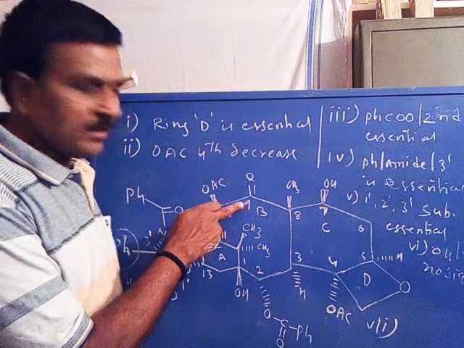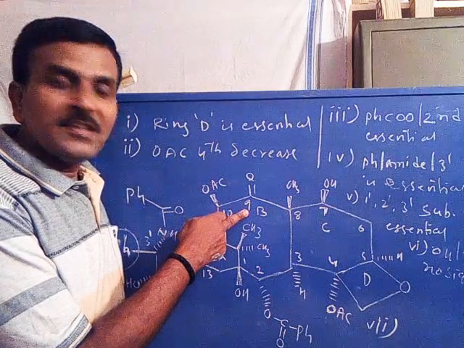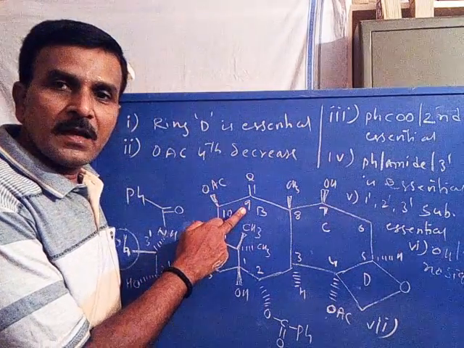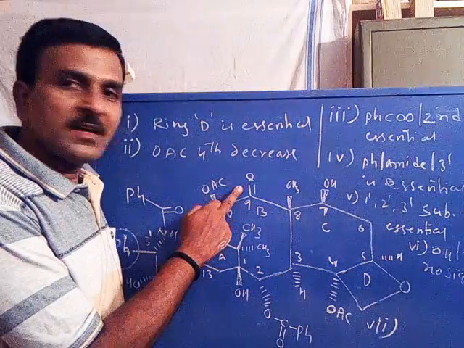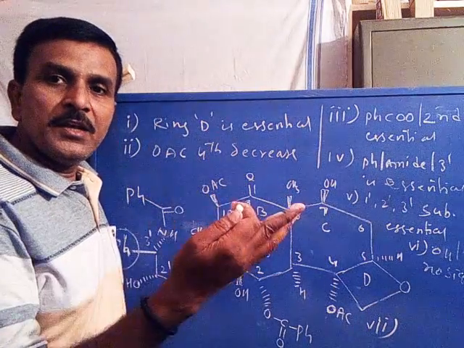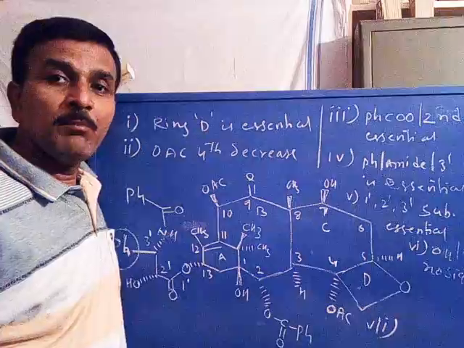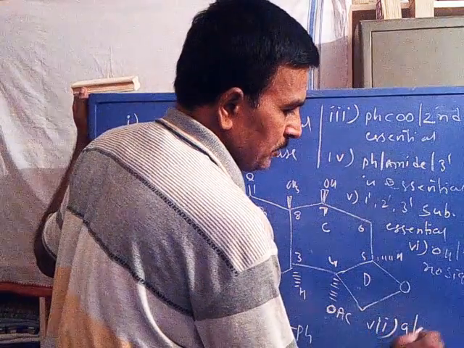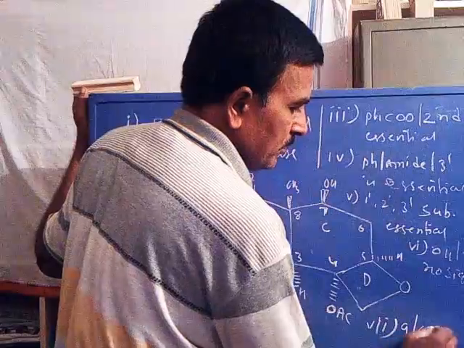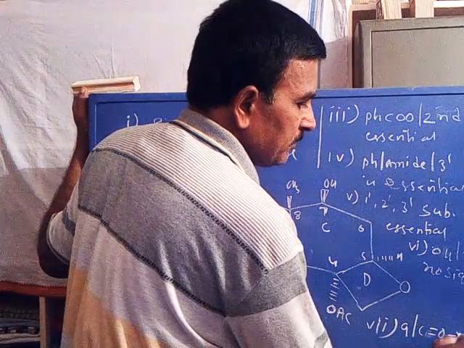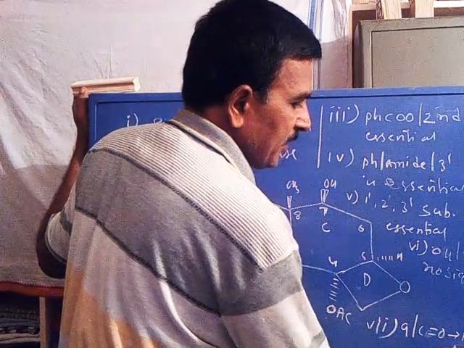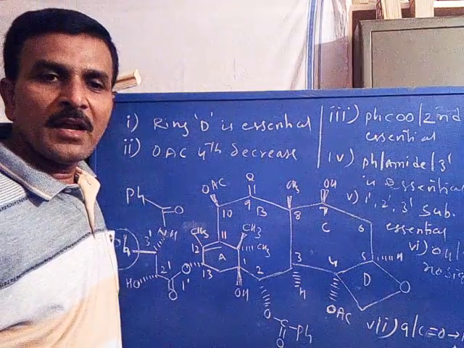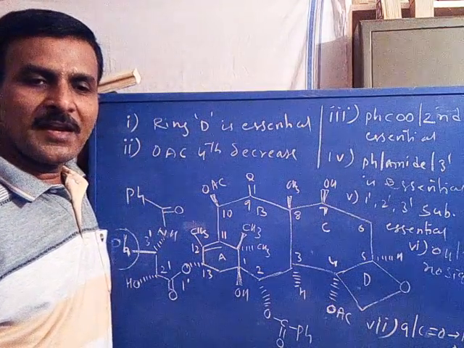Now, reduction of the CO group on the 9th carbon. A carbonyl present on the 9th carbon, when it is reduced, its activity will be improved. Reduction of the 9th CO improves the activity.